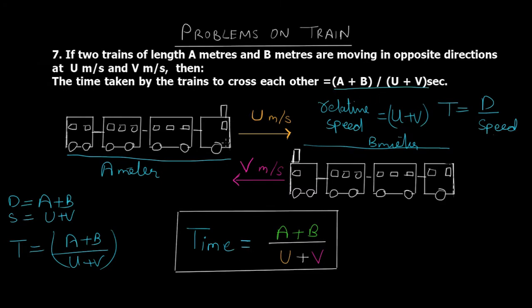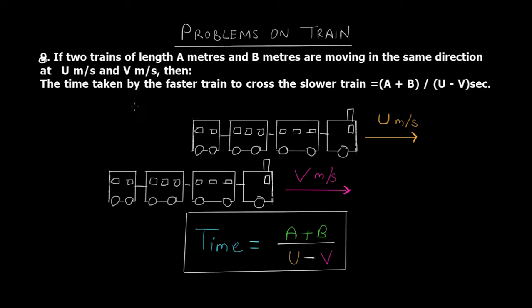So since the trains are moving in opposite directions, we have to take the relative speed of both the trains, and of course the distance is going to be a plus b, because the total distance that they will cover after they pass each other is going to be a meters plus b meters. So this is what point number 7 states. So let's move on to point number 8.